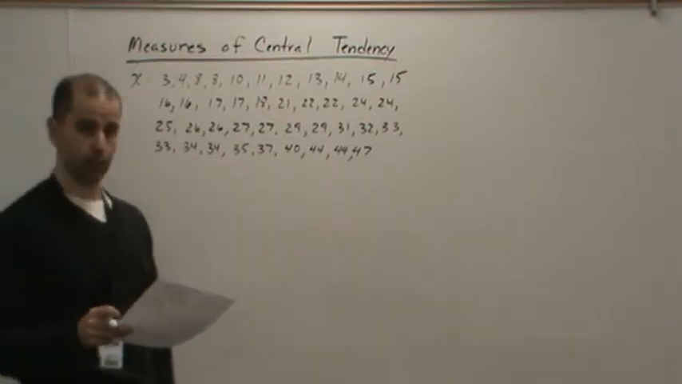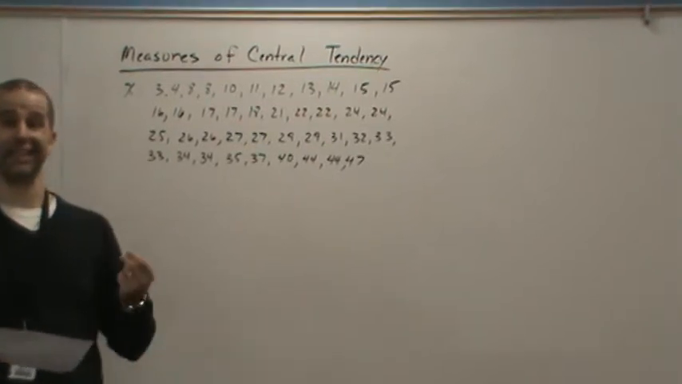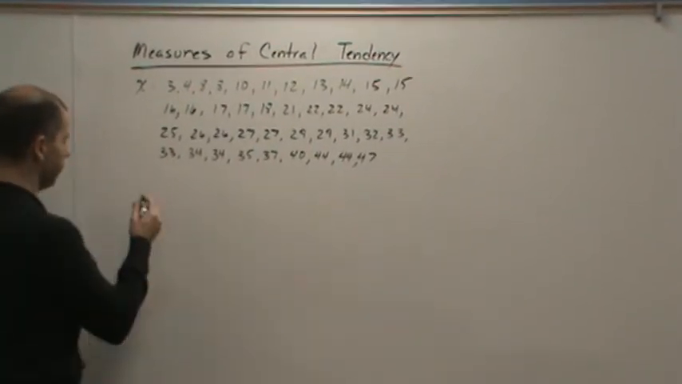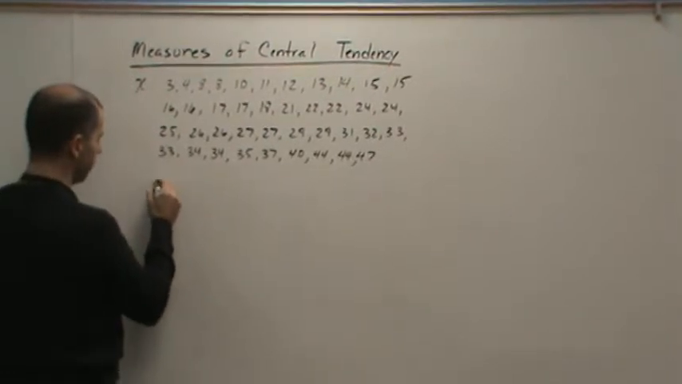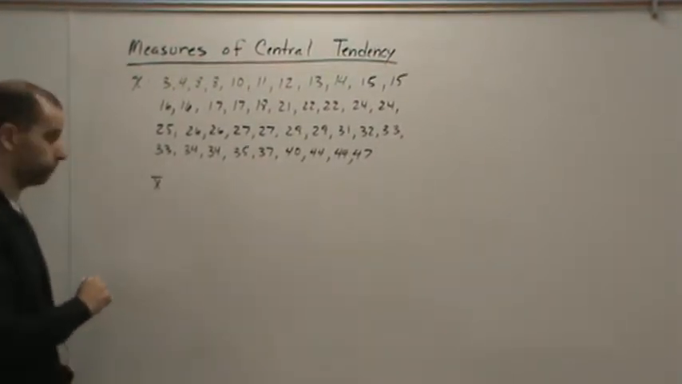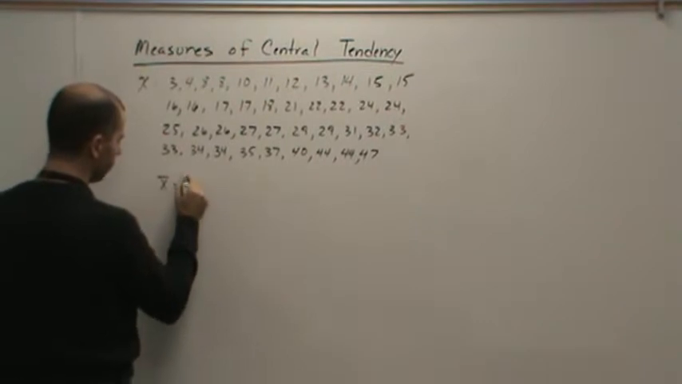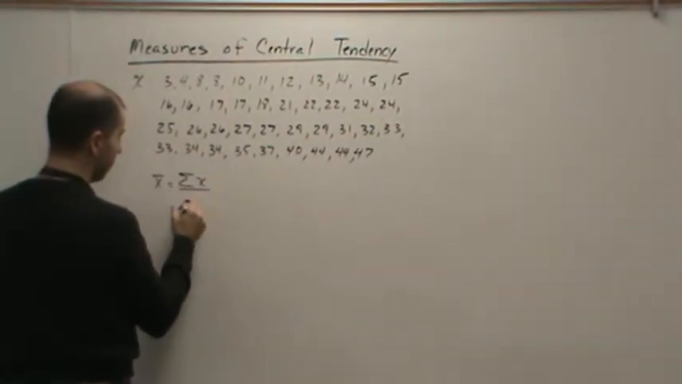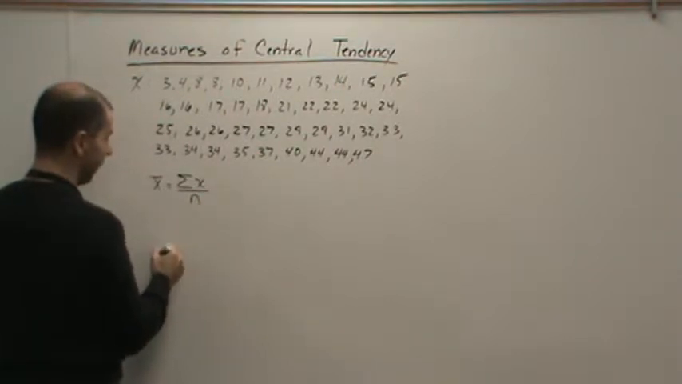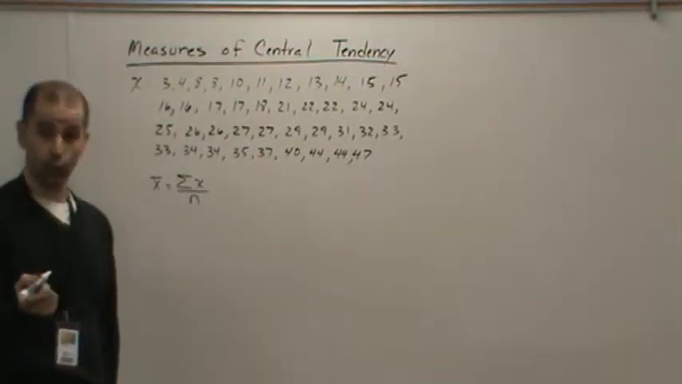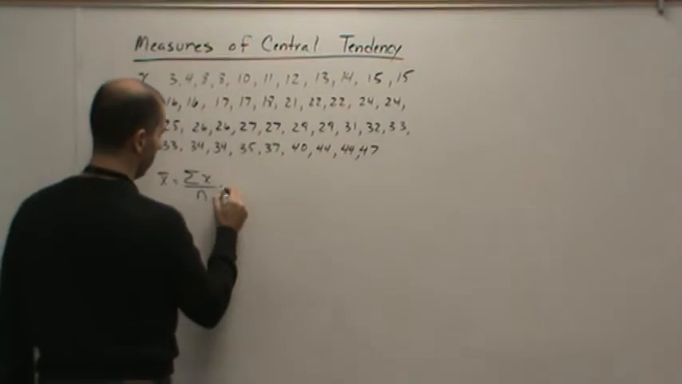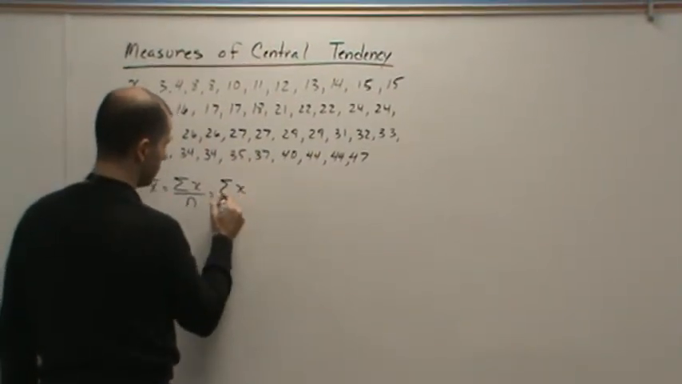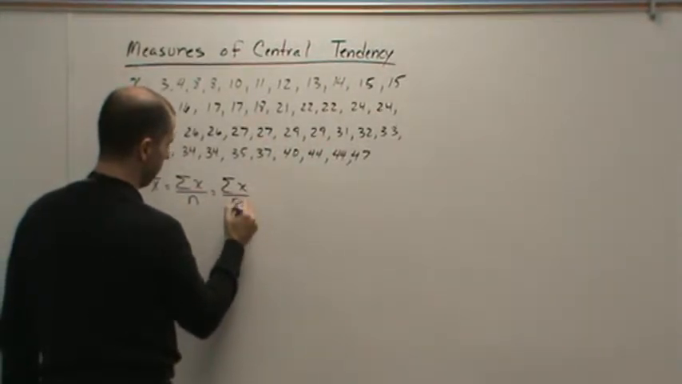So of these 40 numbers, I'm going to calculate the mean. Okay, so let's start by calculating the mean. Using the formula, I'm going to calculate the mean x bar, the sample mean. This formula is the sum of all x divided by the sample size n. Well, what's n? n is 40 in this case. So I'm going to sum up all of these values, that's what this means, and divide by 40.